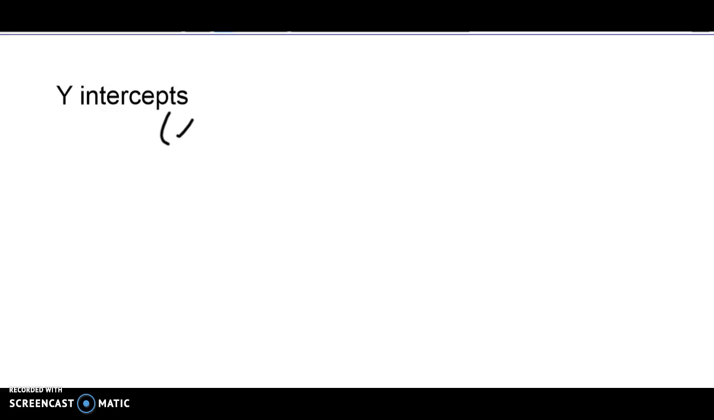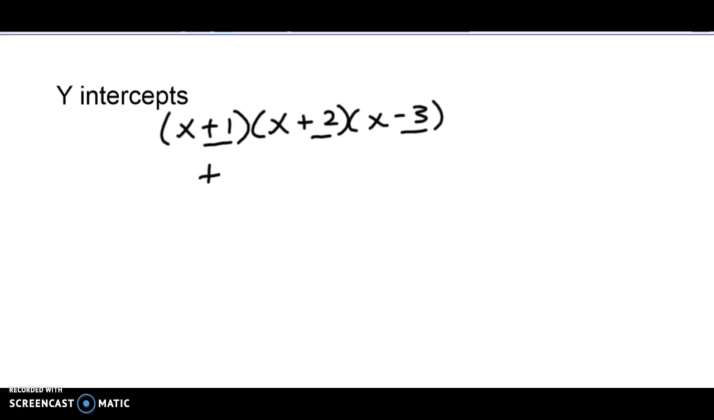Y-intercept, again, let's use our example. As we did with the degree, we're just going to multiply the last number of each factor. So plus 1 times plus 2 times negative 3 equals negative 6. So we'd expect there to be a y-intercept at negative 6. That's what we'd find if we graph this. Good. So multiply the last numbers together.